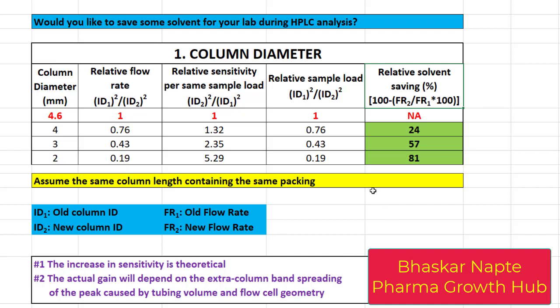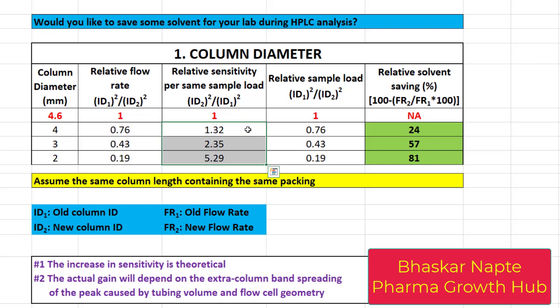and please also understand that with this column diameter factor, the increase in sensitivity is just a theoretical part. I have shown over here with the calculation that the sensitivity increases with the decrease in the inner diameter, but the actual gain will depend on the extra column band spreading of the peak caused by tubing volume and flow cell geometry. So you also need to understand that the tubing should get thinner as you are moving towards the lesser diameter inner column. So that can also have an influence on the sensitivity or the response of your analyte.